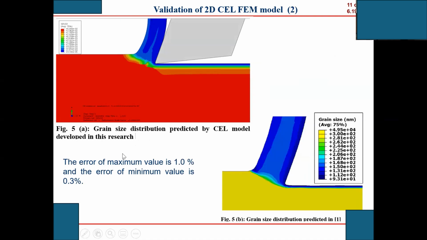And then we talk about this grain size distribution. This is using our research. This one is also from reference number 1. The error of the maximum value is very small, 1.0 percent is very small. The error of the minimum value is 0.3 percent.